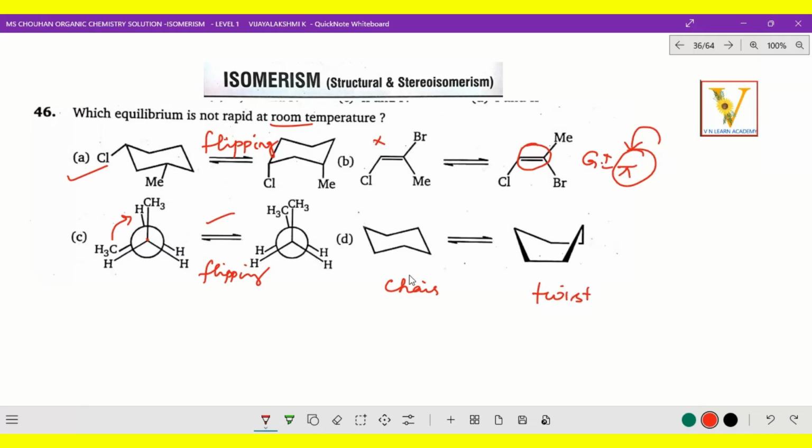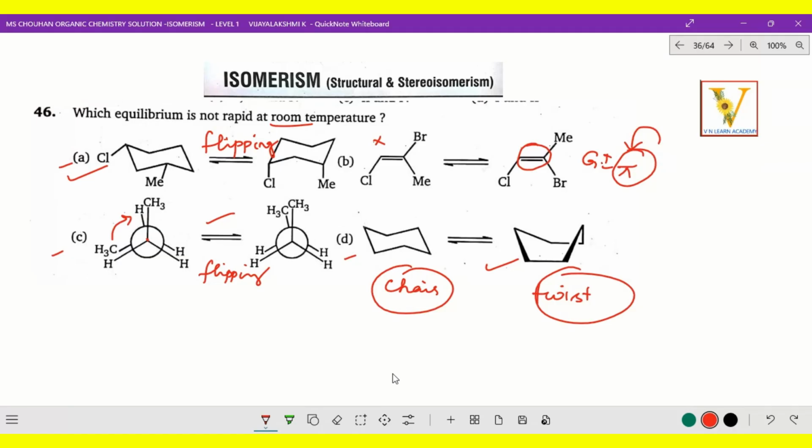Twisted form. So this is a chair form and this is a twisted form. Chair form and twisted form are single bond conformations. So these three, A, C, D, take place for the equilibrium position, whereas option B cannot be identified at room temperature. I hope you got the clarity about this question.